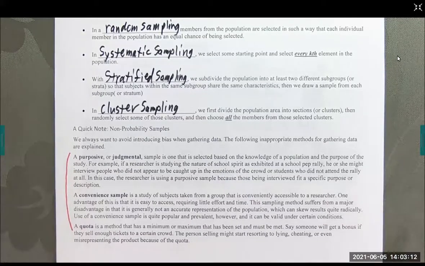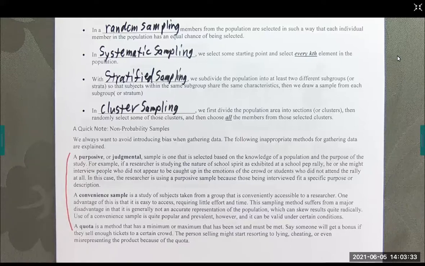Convenience sampling, that's what I call lazy. That's where, let's say I wanted to find out the average height of the students at a particular college. And what I do is I just go, you know what, my students are already in my classroom. I'm going to use their heights to represent the entire college. That's convenience sampling. It's not a very good way of doing that. The third way is the quota.